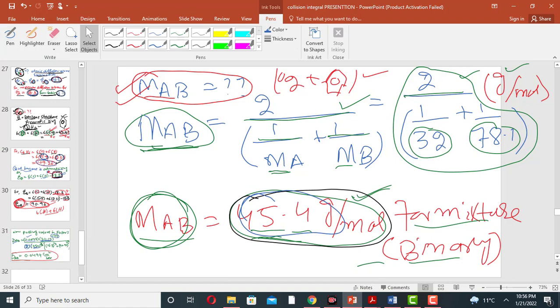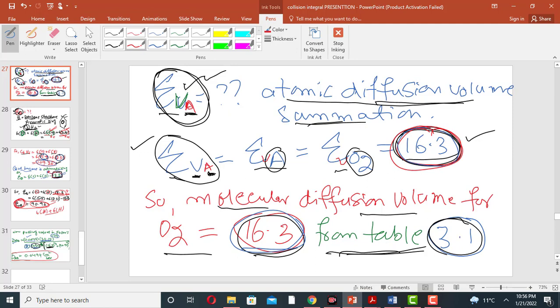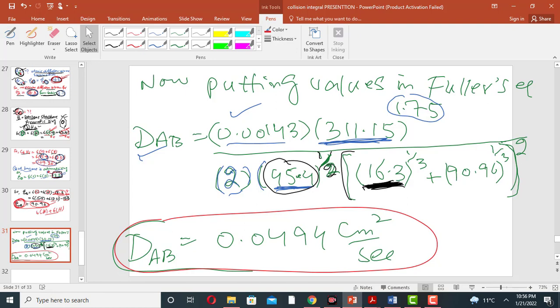Putting 45.4 to the power 1 divided by 2, and the summation of the molecular diffusion volume for oxygen, which is 16.3. So for oxygen it was 16.3, the molecular diffusion volume for oxygen. Similarly, this one is the atomic diffusion volume for the atoms of the benzene molecule, which is 90.96, which we obtained from this.